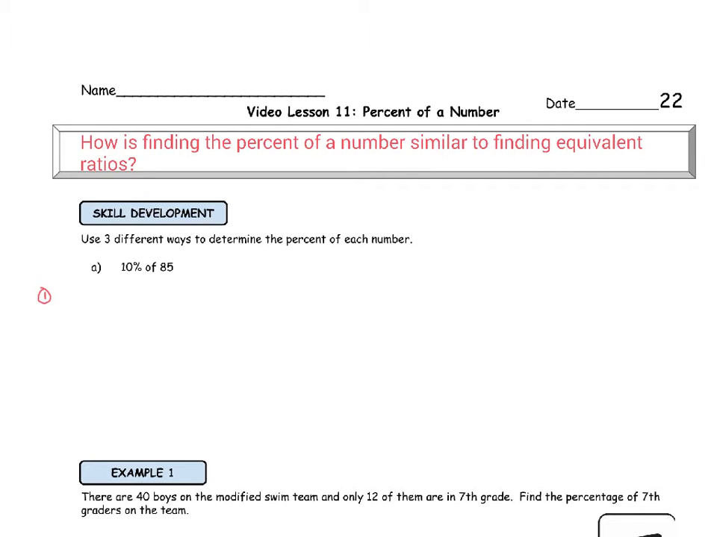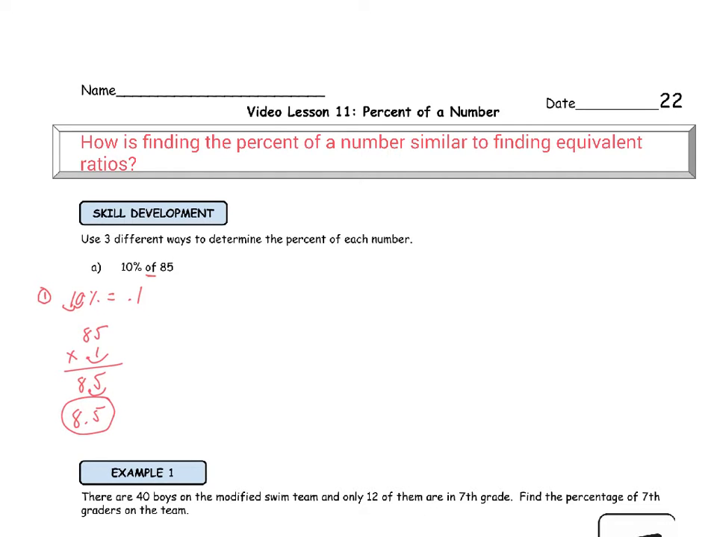One way to determine our answer is by investigating this word of. 10% of 85. I know that 10%, when you move the decimal, becomes 0.1 or 0.10, 10 hundredths or 1/10. So the word of for me means multiply. So I can multiply 85 times 0.1. When I do that, 1 times 85 is 85, but I have one decimal spot that I have to move from right to left. So 10% of 85 is 8 5/10.